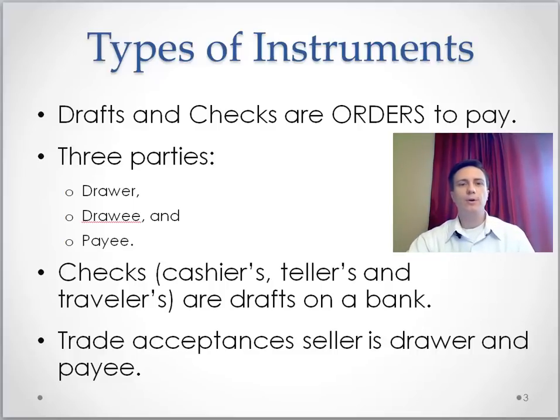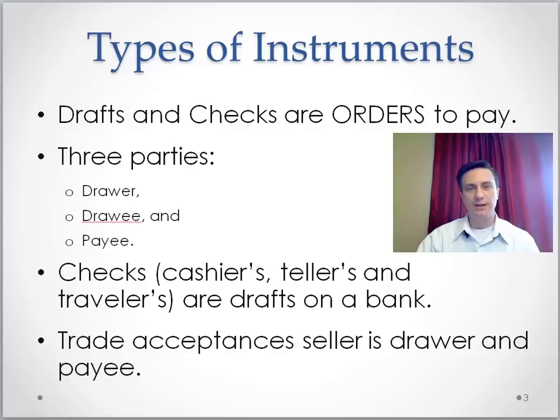You say, well, an order to who? Well, it is an order to your bank. And so there are actually three parties in a check. There's the drawer and the drawee, and then there's the payee. All right? And so let's look at those three. The drawer, that is you. That is, you're writing the check.